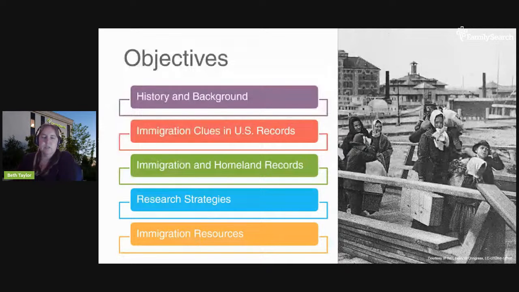Then we talked some research strategies, focusing on those different name spellings, looking at the fan club or the group that they lived with. And then we ended with just touching on some immigration resources. So I hope this has given you a good overview of immigration into the United States and how you want to approach your immigration strategy.